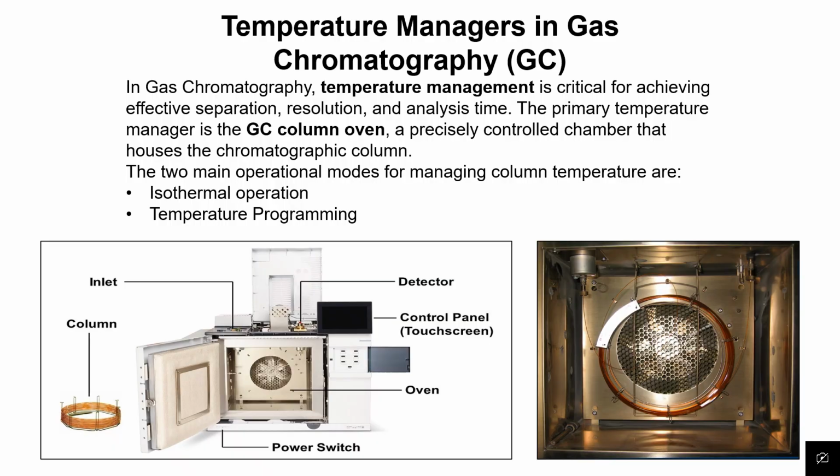Temperature managers in gas chromatography. In gas chromatography, temperature management is critical for achieving effective separation, resolution, and analysis time. The primary temperature manager is the GC column oven, a precisely controlled chamber that houses the chromatographic column. The two main operational modes for managing column temperature are isothermal operation and temperature programming.